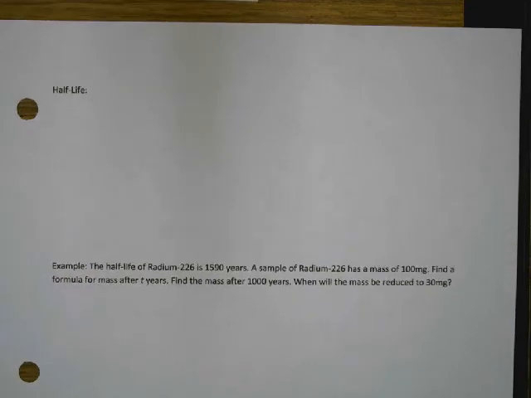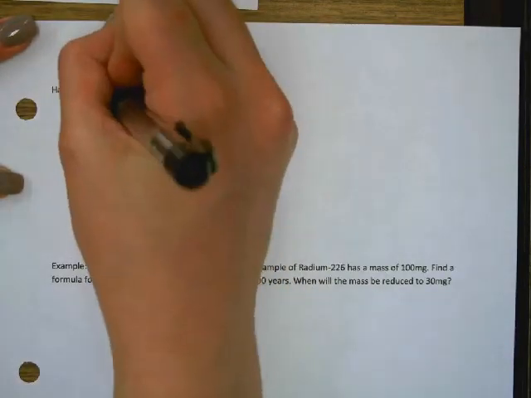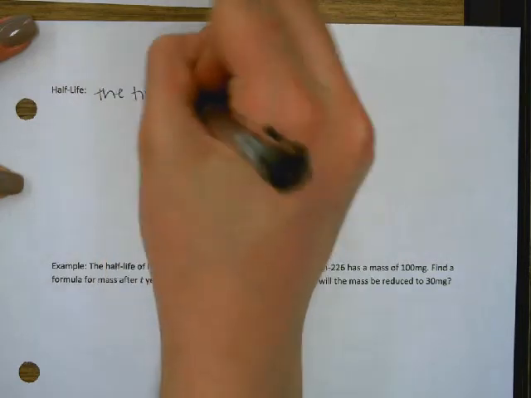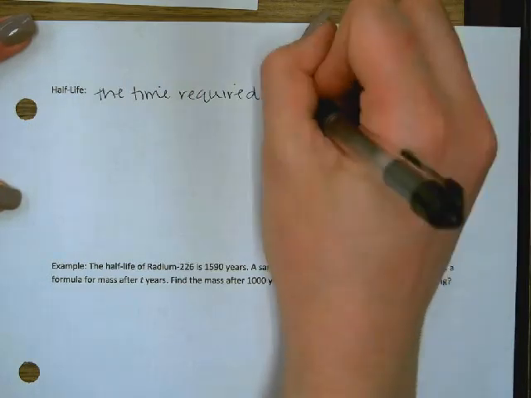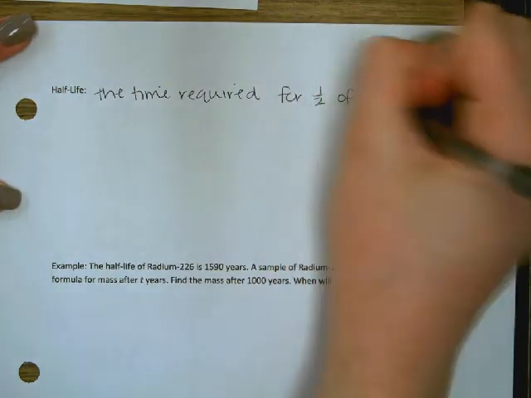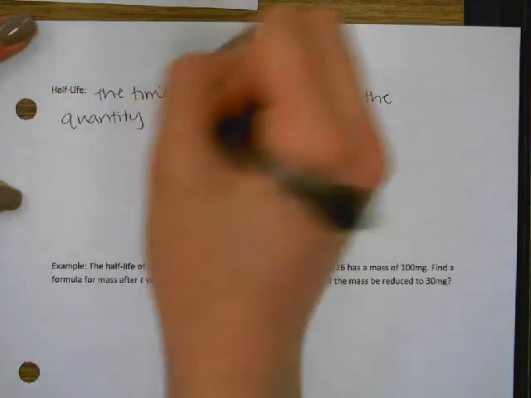Okay. If you look at the next page of your notes, now we're going to talk about half-life problems. So you guys have seen these before. We are actually going to do the half-life problem using the same formula that we used before, the CE to the KT, and I'm going to show you guys how that works. So if you recall, half-life means the time required for 1/2 of the quantity to decay.